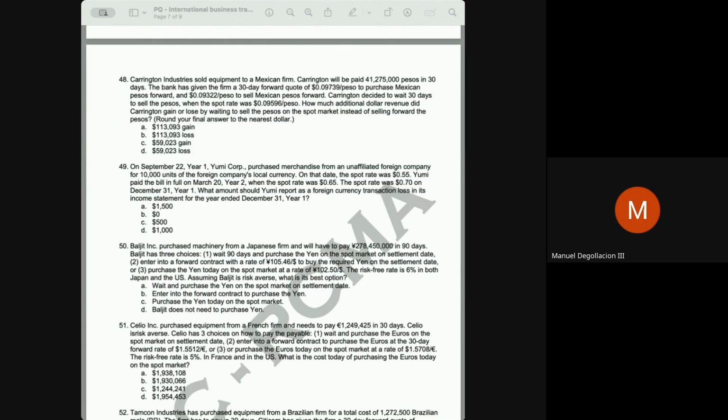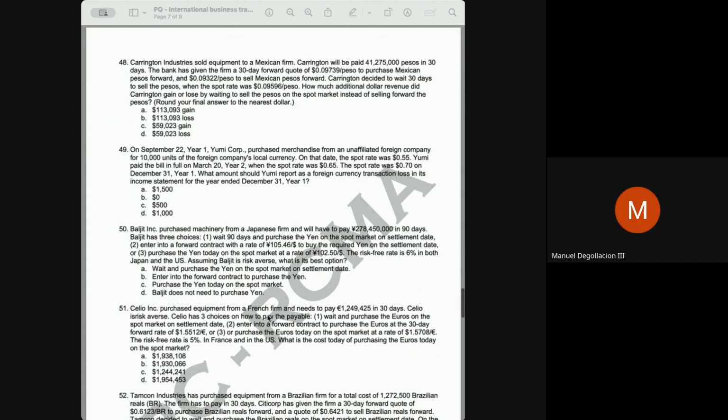So basically 10,000 times 0.55, your liability was 5,500. But since the spot rate on December 31, the reporting date, is 0.7, you multiply 10,000 times 0.7, that's equivalent to 7,000. So basically, your liability increased from 5,500 to 7,000. An increase in liability will be considered a loss. So you will have a loss of 1,500. The answer here is letter A.